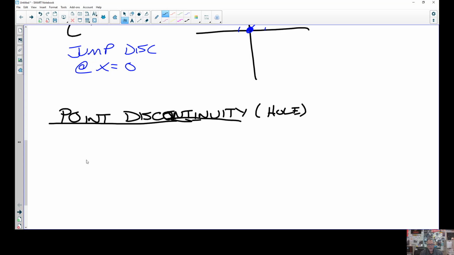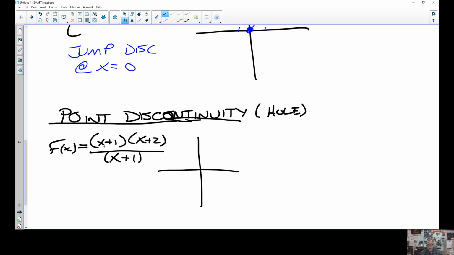You've dealt with these in the past. This would be something like f of x equals x plus 1 times x plus 2 over x plus 1. If you remember, we know this graph will look like x plus 2, because the x plus 1's would cancel and leave me just the x plus 2 value.